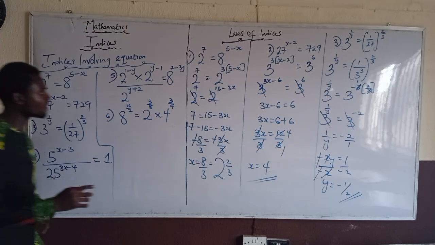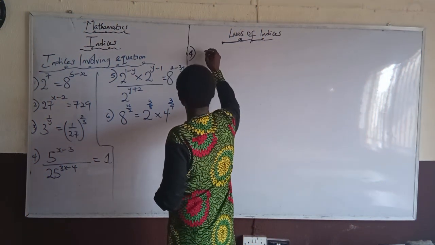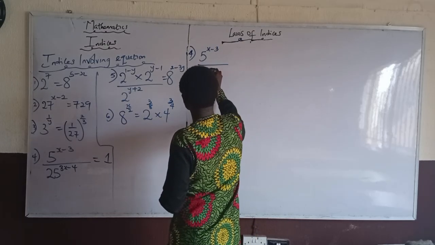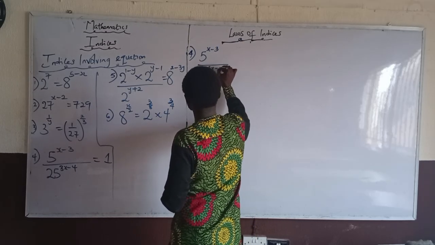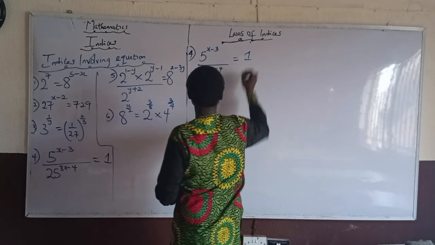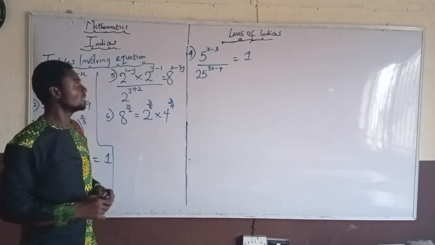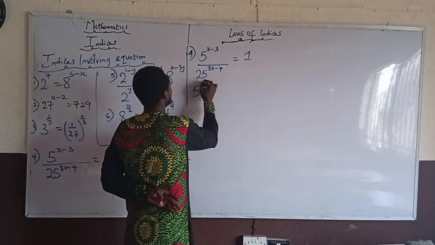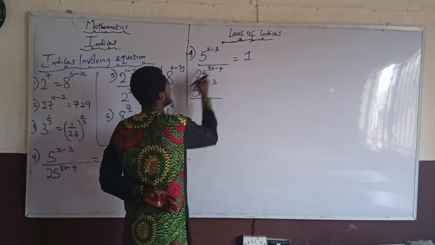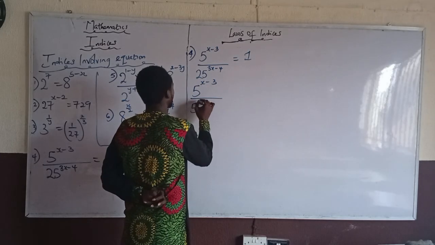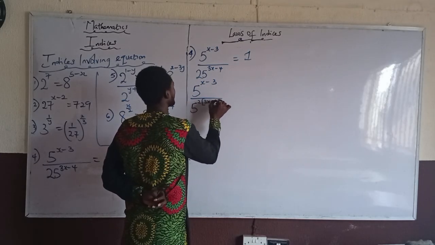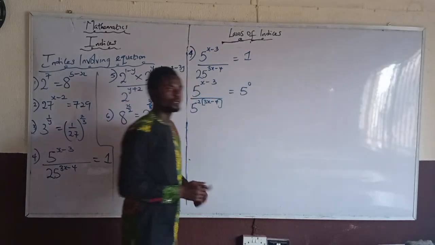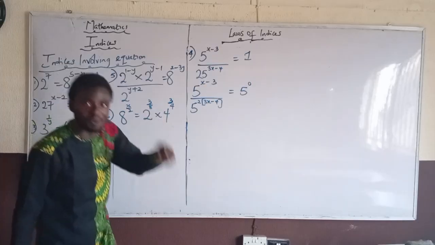Between number 4, number 5, and number 6. Action. I have 5 raised to x minus 3 divided by 25 raised to 3x minus 4 equals 1. So I'm taking all of these to a number in base 5, including 1. So here becomes 5 raised to x minus 3 divided by 25 becomes 5 raised to 2. I have 3x minus 4. 1 becomes 5 raised to 0. Don't forget that anything raised to 0 is what?